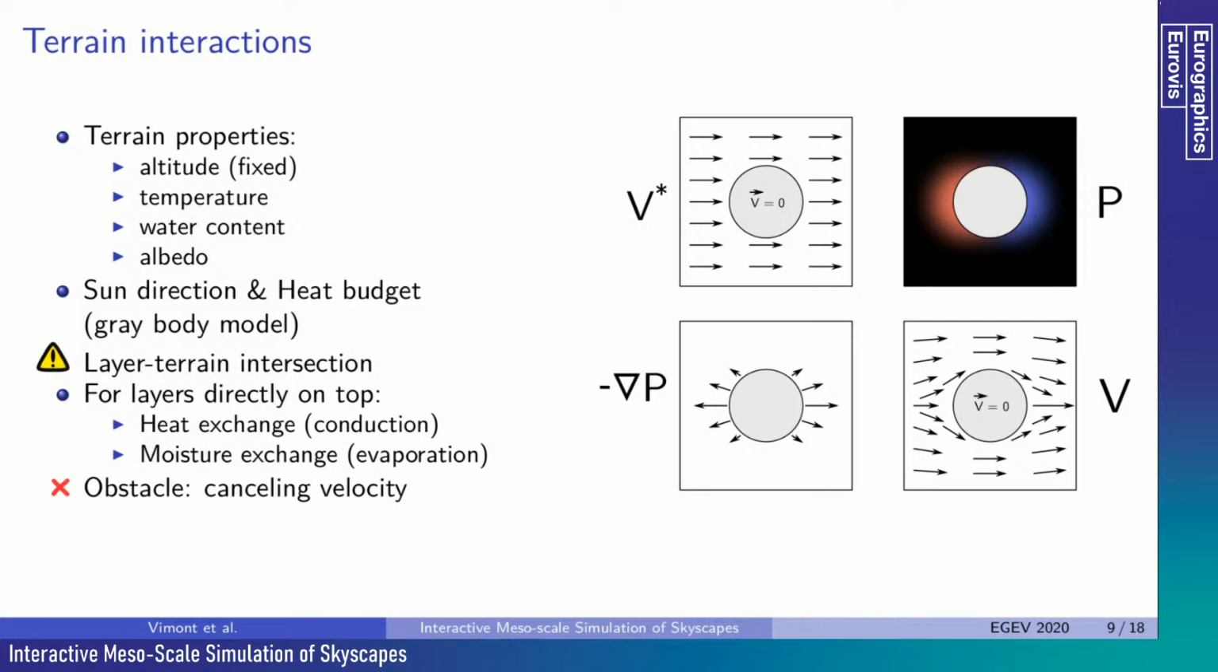The terrain can be an obstacle to airflow. In 2D Eulerian fluid simulation, obstacles are usually accounted for by setting the velocity to zero inside them, as you can see here on the top left picture. This induces a sharp divergence of the velocity field around the obstacle boundary. That in turn creates a high pressure area windward of the obstacle, as well as a low pressure area in the lee. This forces the velocity to go around the obstacle through the process of projection that we described earlier.